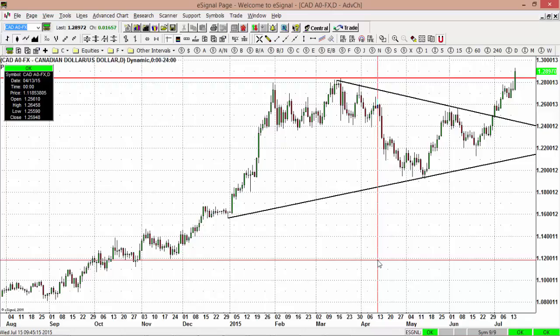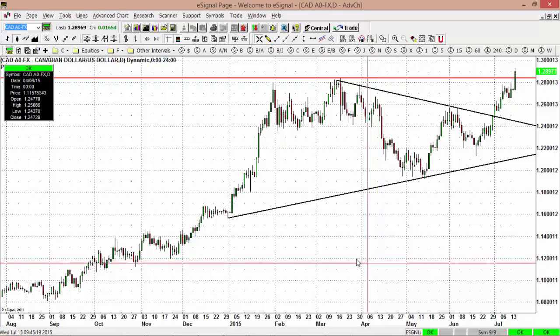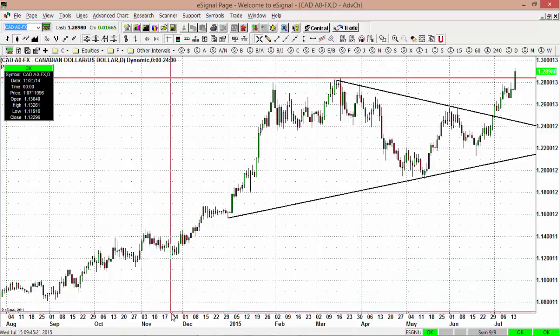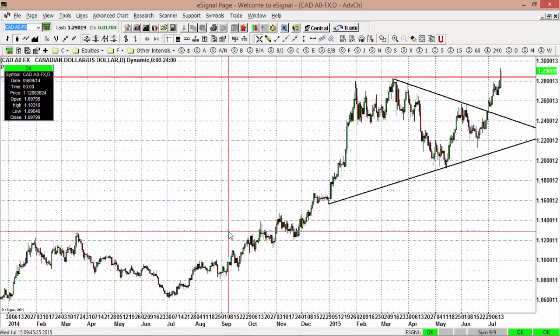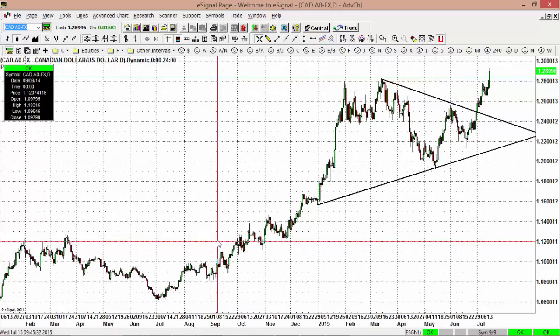Okay, in front of us we have a chart of the Canadian dollar versus the US dollar. And with this market, when the market is rising as it is, it means that the US dollar is strengthening versus the Canadian dollar. So what we have is a clear uptrend.